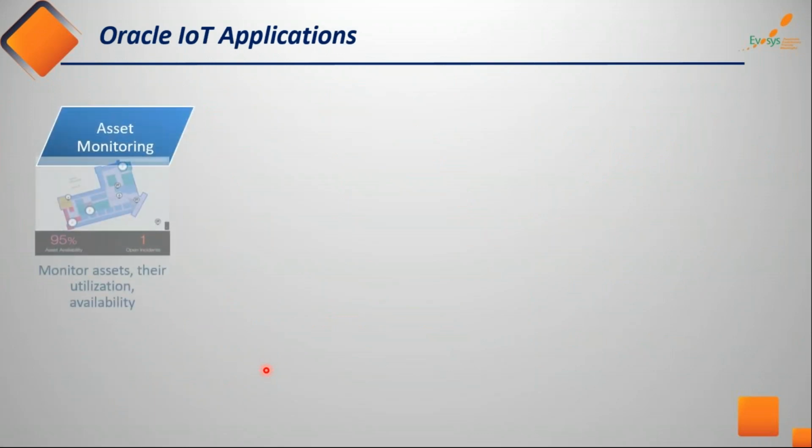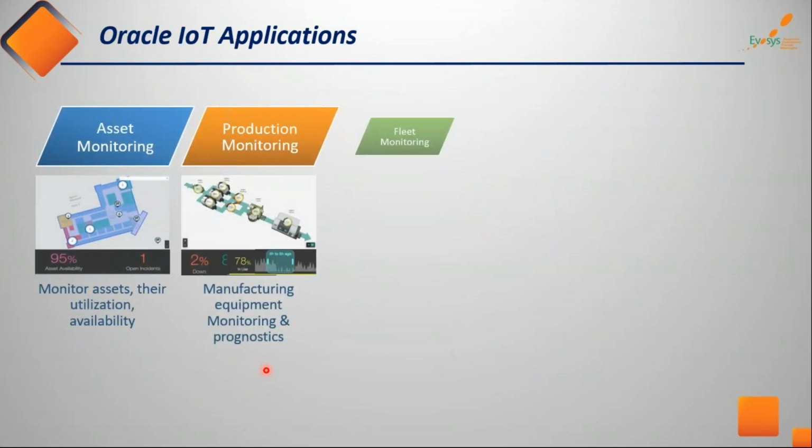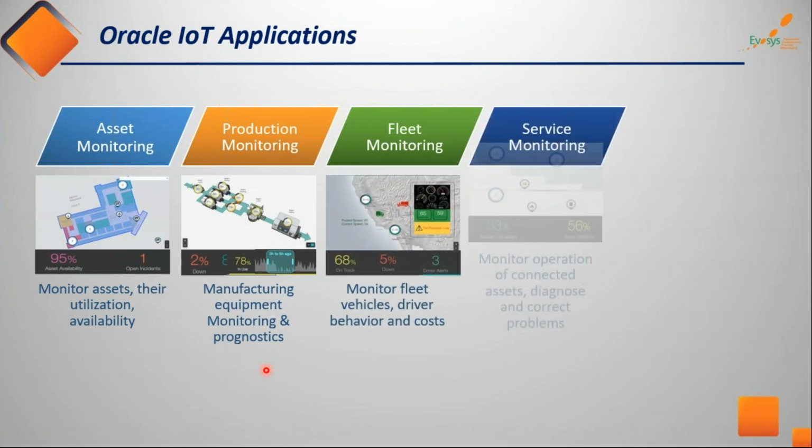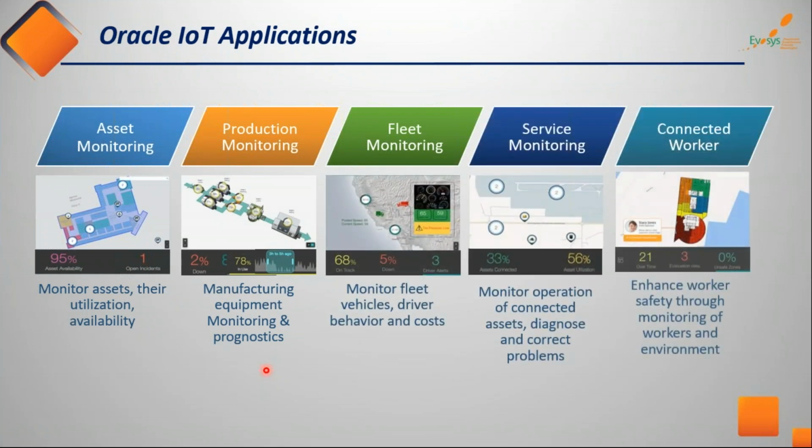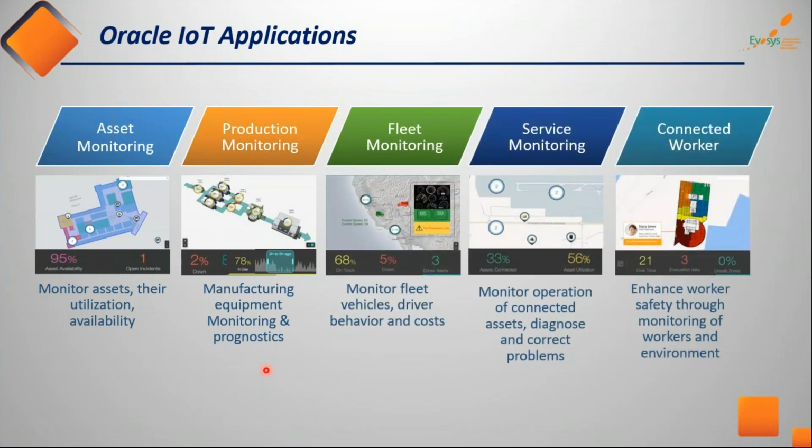So to do that, there are a few Oracle IoT applications which help you get started very quickly. You need not invent the wheel from zero. So there is Oracle IoT Asset Monitoring Cloud, which helps you to monitor your assets, to see the utilization, how they're currently utilized, and their availability. If they're up, if they're down.